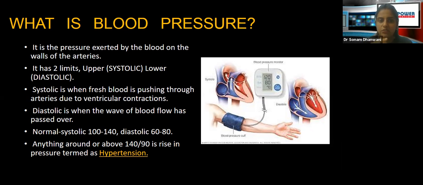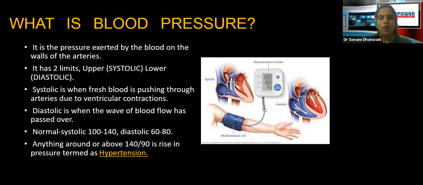Okay, and diastolic is when the wave of blood has flown over. Wave of blood जब पूरा flow हो जाता है, उसके बाद जो pressure होता है that is diastolic. और जब start होता है, जब contraction होते हैं, that is the systolic blood pressure. All right. Now normal basic जो blood pressure रहता है that is 120/80. Okay, we say 120/80 is the normal blood pressure.